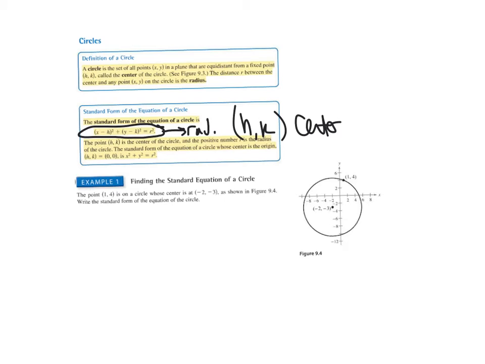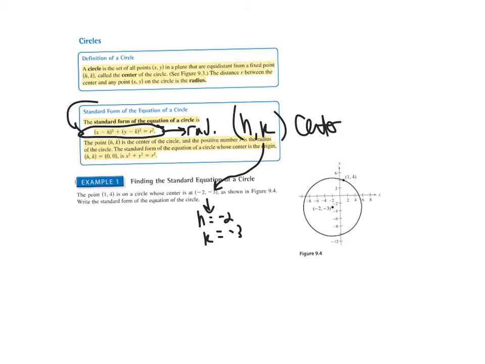So, the point 1 comma 4 is on a circle whose center is -2 comma -3. So literally automatically I know my center is h comma k, so that means h equals -2, k equals -3. It says write the standard form of the equation of the circle. The difference is your textbook likes standard form as this. This is actually factored form in most textbooks. Usually standard form is like if you expanded that all out. We're always going to do factored form with these.